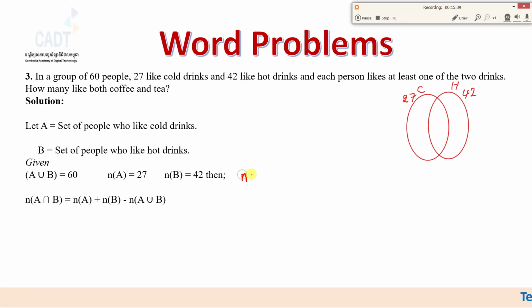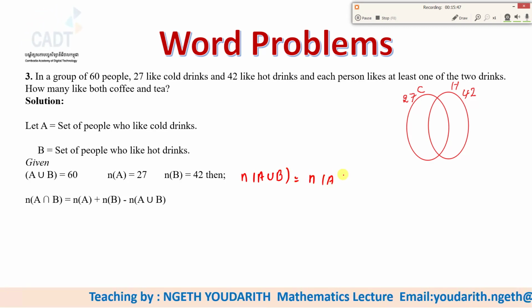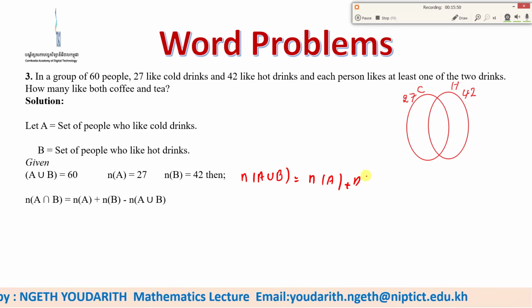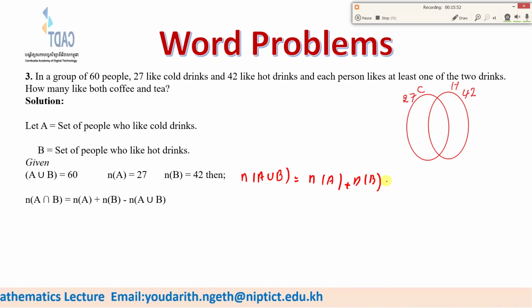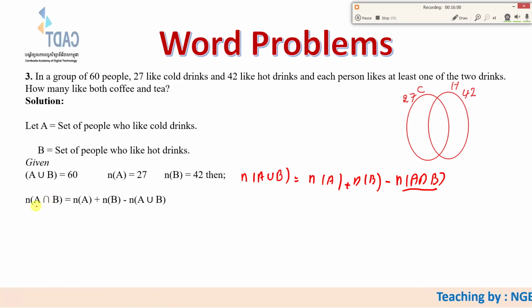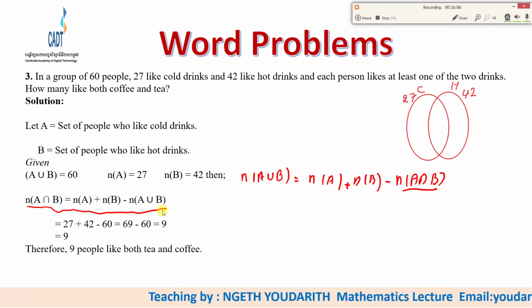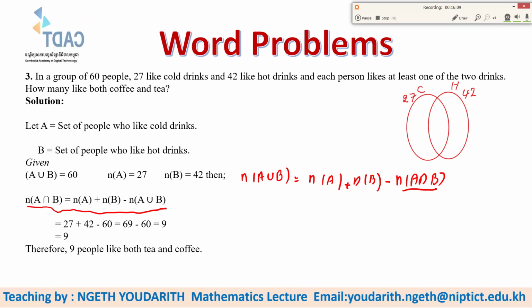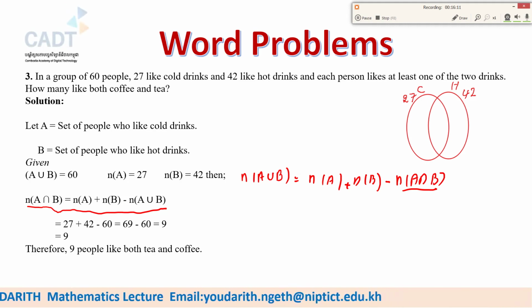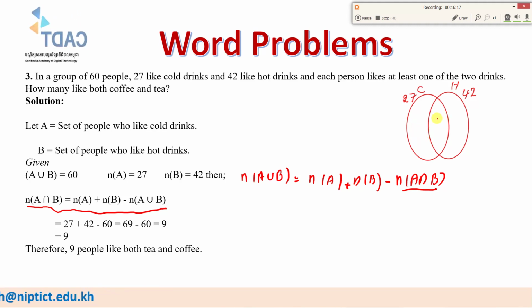And then the first thing we should use is this formula: N A union B is equal to NA plus NB minus NA intersection B. So we find this one, as we got this property, and now we have NA, NB and NA union B. So this one is 9.